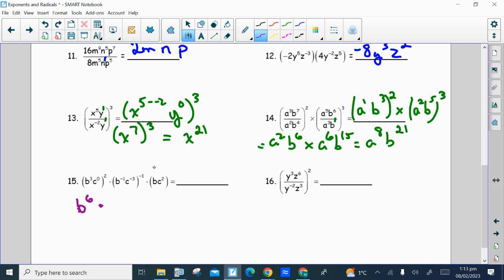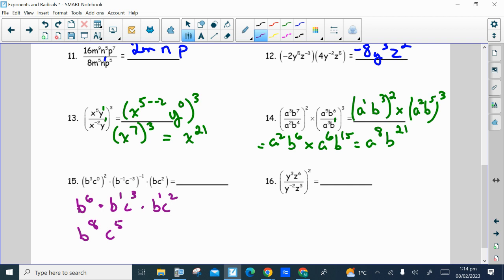Everything inside this second bracket is raised to the power -1 outside, so we multiply the exponents, and you'll get b to the positive 1, c to the positive 3. And that's multiplied by bc squared. And now when we multiply the three b's together, we add the exponents. So it'll be b to the 6 plus 1 plus 1, b to the 8. And when you multiply the two c's together, again, add the exponents. 3 plus 2 is 5. You'll get c to the 5th.